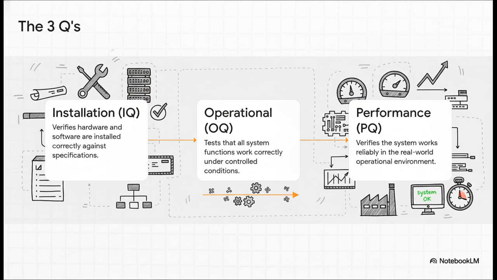And that testing happens in 3 distinct phases, which you'll often hear called the 3 Qs. It's a logical progression. First up is installation qualification, or IQ. This is just a check. Is everything installed correctly? Did we get what we ordered? Simple. Next is operational qualification, or OQ. This is where you test all the functions of the system in a controlled way to make sure they work as designed. And finally, you have performance qualification, or PQ. This is the big one. It's where you prove the system works reliably in your actual day-to-day environment with your people and your processes. Each step builds on the last, giving you more and more confidence that the system is truly fit for purpose.